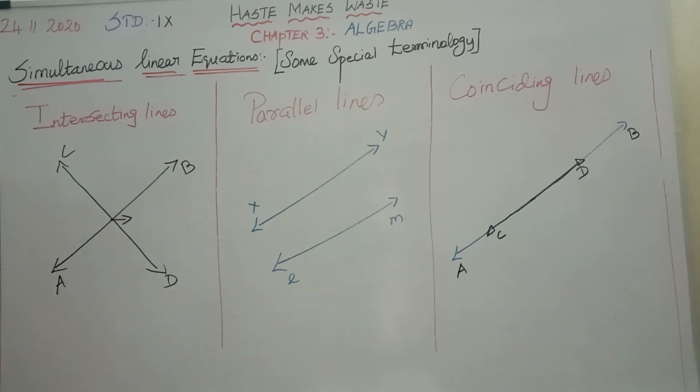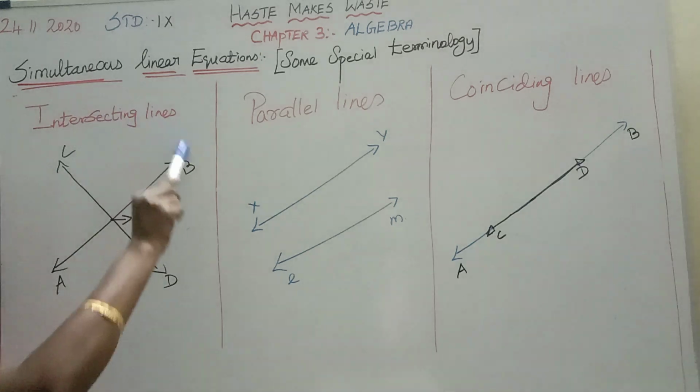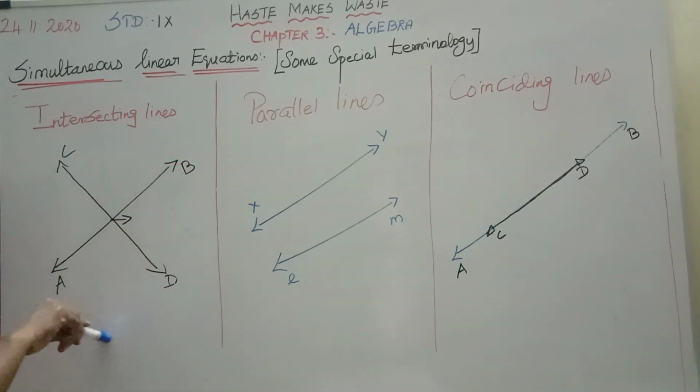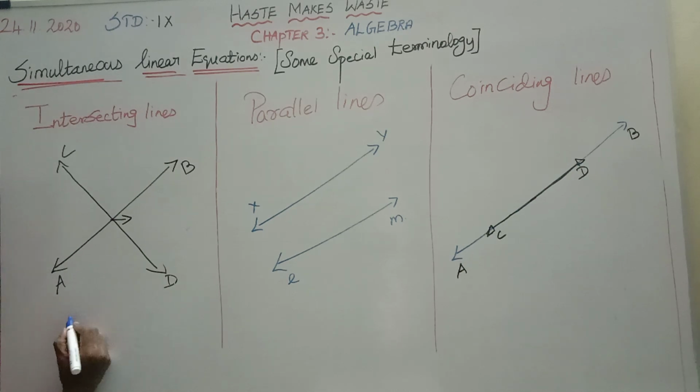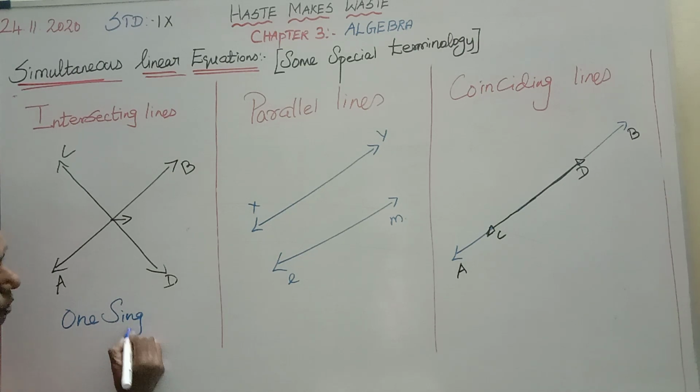Suppose you are solving and plotting the 2 straight lines in a graph, and you are getting intersecting lines in the graph. A simultaneous linear equation means both will be straight lines only. Suppose the 2 straight lines are intersecting each other at a point. One point means we can say this system of linear equations has only one single solution. If they are intersecting, you will be getting one single solution.